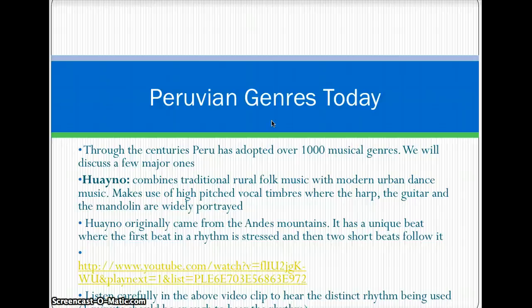So we're going to look at a clip which shows this, and listen carefully to hear the distinct rhythm that's being used, and we'll listen to about 1 minute of this.